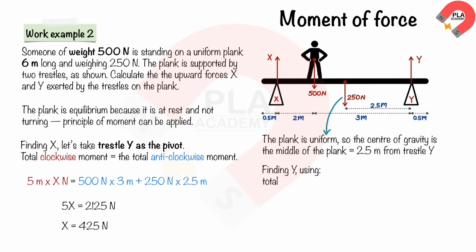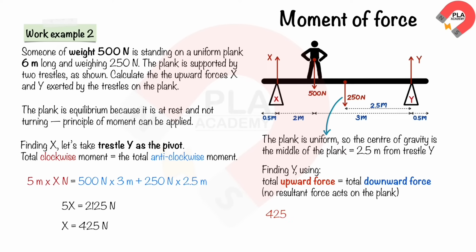Finding Y using total upward force on the plank equals total downward force on the plank, because no resultant force acts on the plank. Total upward force is 425 plus Y, equals total downward force, 500 plus 250. So, Y equals 325 newtons.